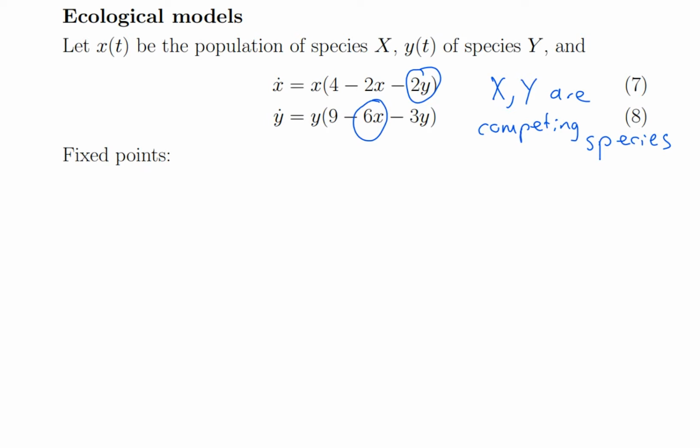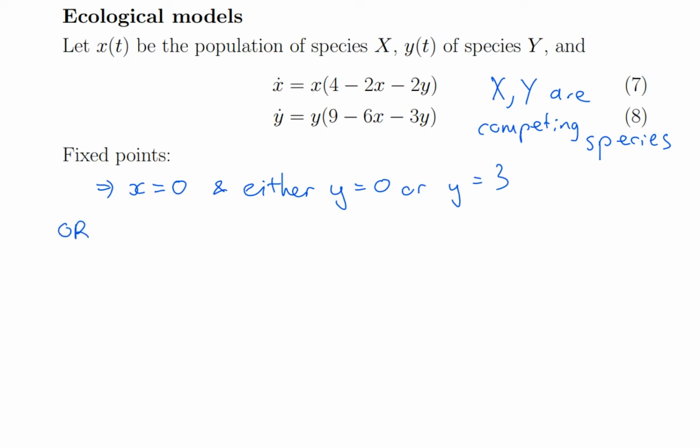How do I understand this nonlinear differential equation? Let's find the fixed points. Each right-hand side is written in factored form, which means there are 2 choices when I set either of them to be 0. So I can get the fixed points at x equals 0 for the first one. If x equals 0, then the second one says either y equals 0 or y equals 3.